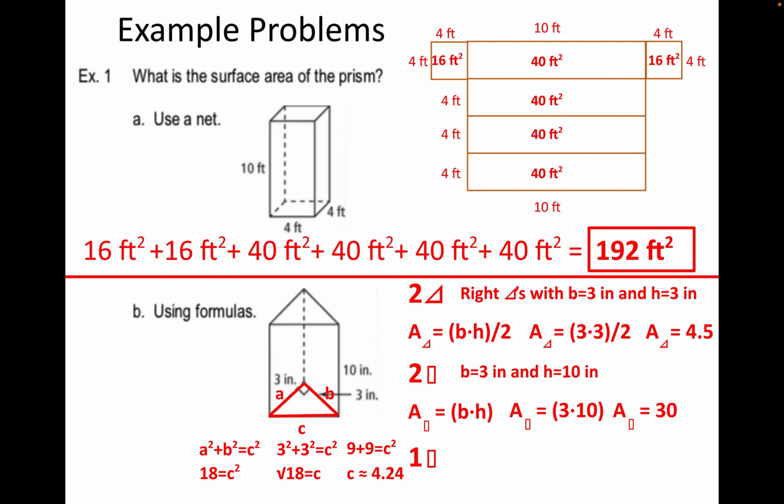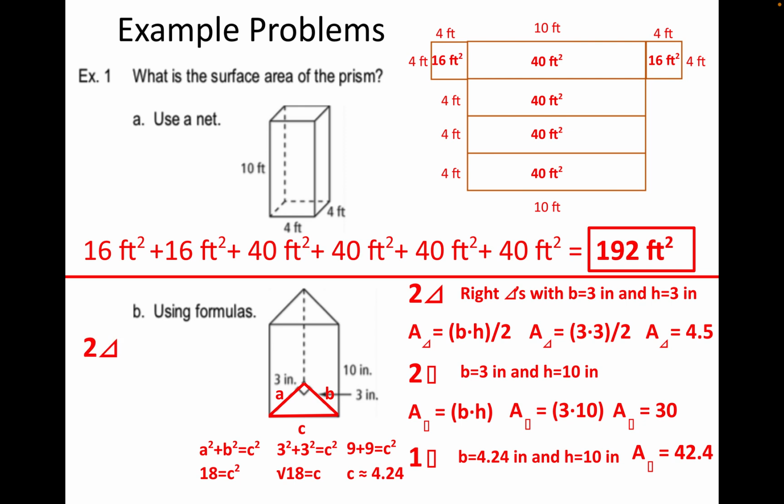In this case, 3, 3, and 3 root 2. And of course, 3 root 2 is 4.24. So now that I have the base as well as the height, I can use that. I know the base is 4.24, as we just figured out, and the height is 10. So I can multiply that out, and I get the area is 42.4.